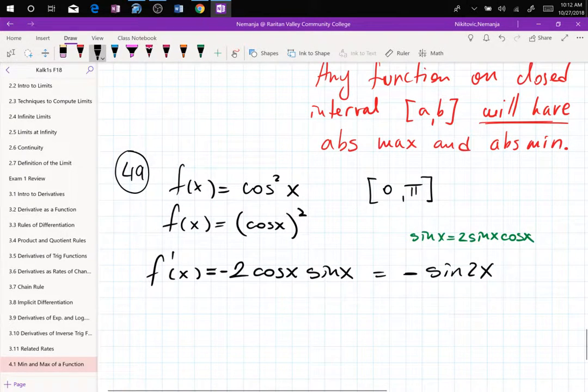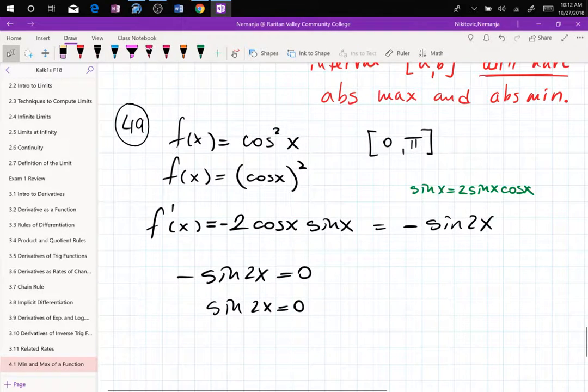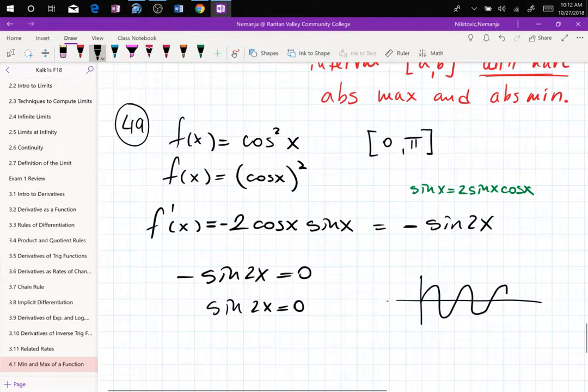And that's exactly what I have, other than that minus that it's floating around. So now I have negative sine 2x is equal to 0. So that's as good as sine 2x is equal to 0. And now you have to solve the trigonometric equation. If you draw sine, you know that the intercepts over here, because you're looking for zeros, are happening every pi.